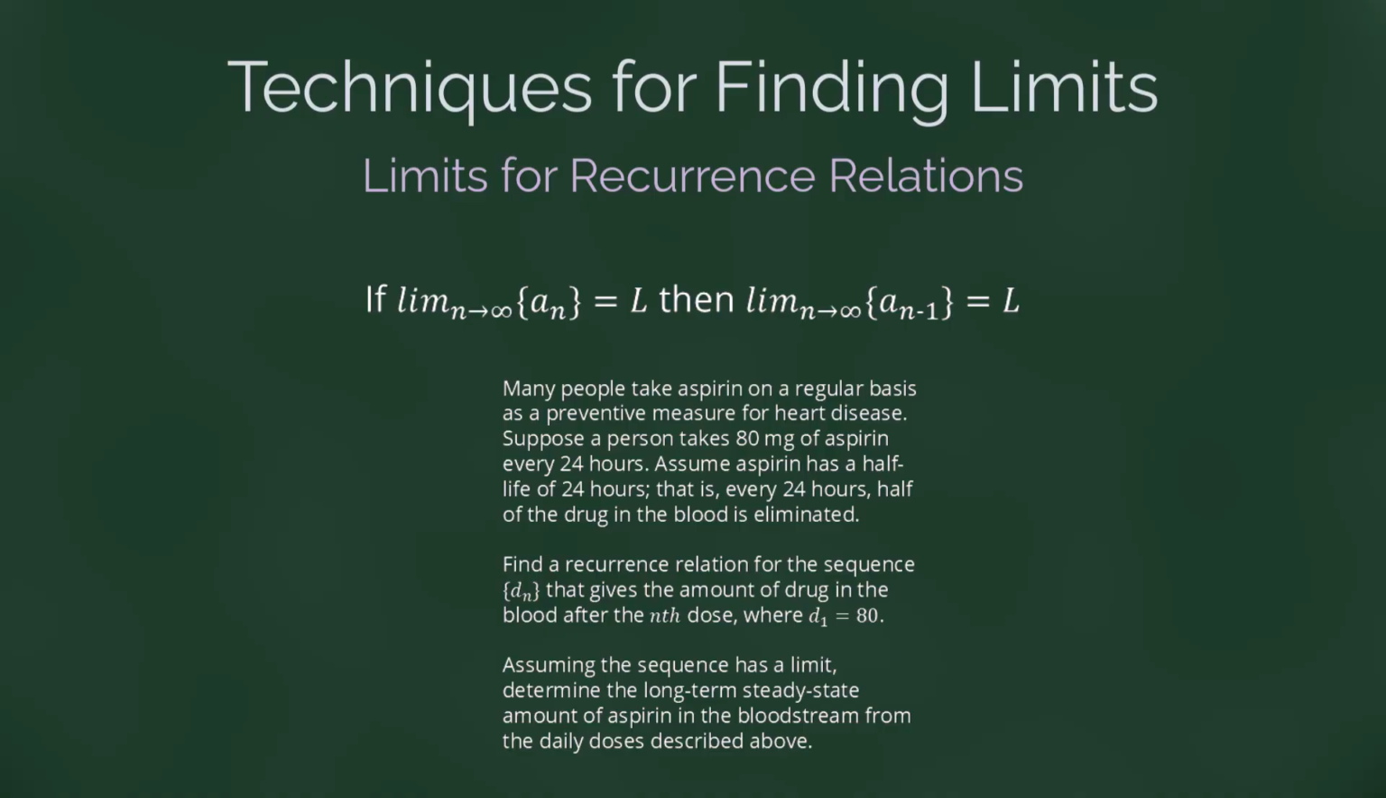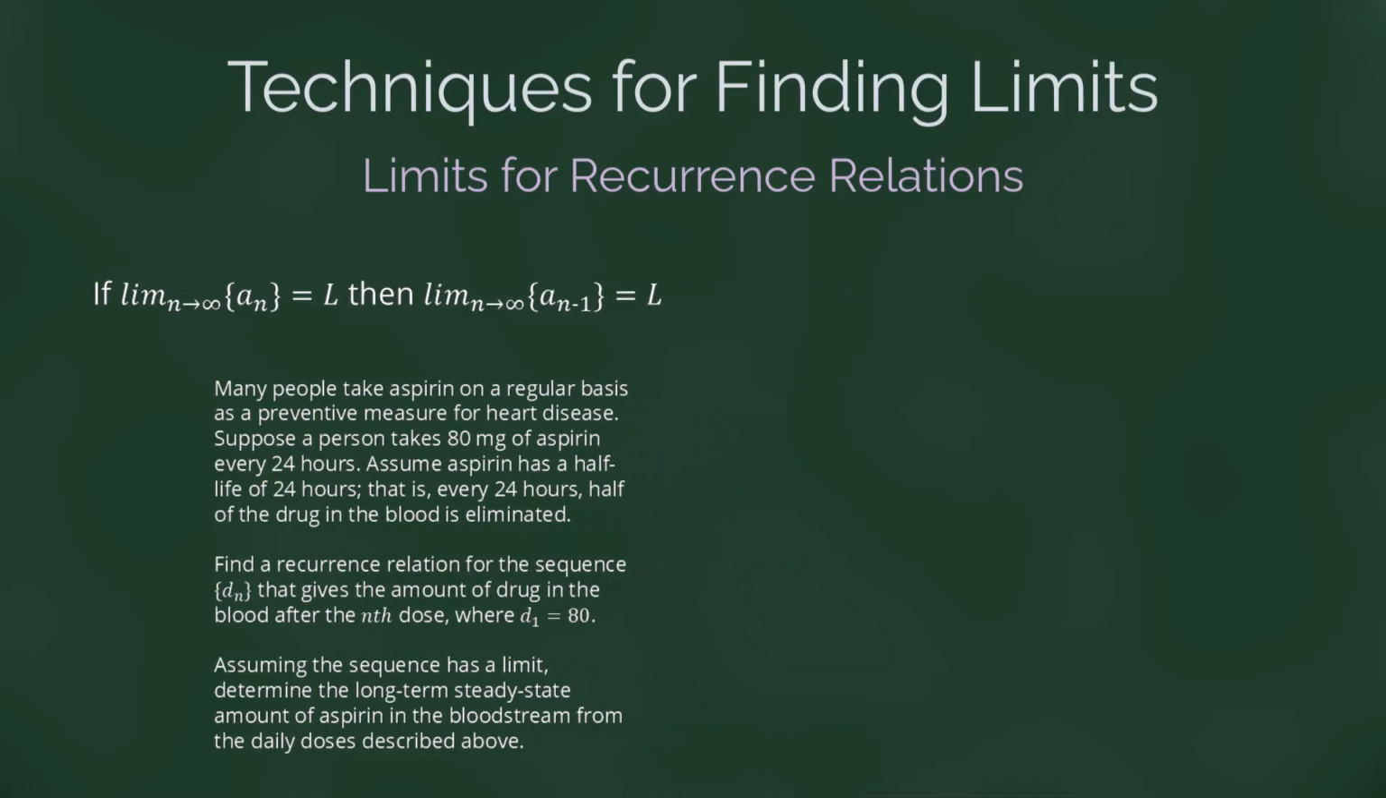What we want to do is find a recurrence relation that establishes a sequence, d sub n, that tells us how much drug is in the blood after the nth dose. So in other words, on the nth day of taking the aspirin, given that our day 1 amount is 80. And then we're going to look at computing the limit of such a sequence. We're going to have to start off with the assumption that the sequence has a limit. And then we're going to use our rule to find the steady state amount of aspirin that would be in the bloodstream from someone who takes aspirin every single day.